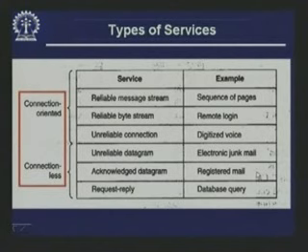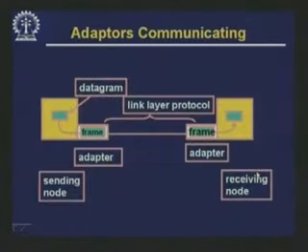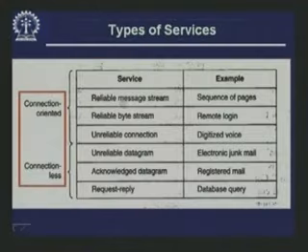So, these are some examples, not very important. It is a reliable message stream. It may be connection oriented service, or it may be connectionless service. It may be a reliable message stream or a reliable byte stream. Reliable message stream is, for example, a sequence of pages; reliable byte stream is, let us say, remote login, where bytes are coming byte by byte, whereas here it is coming page by page. Then unreliable connection like digital voice. And when you come to datagram, this becomes connectionless service: unreliable datagram, acknowledged datagram, request reply etc.